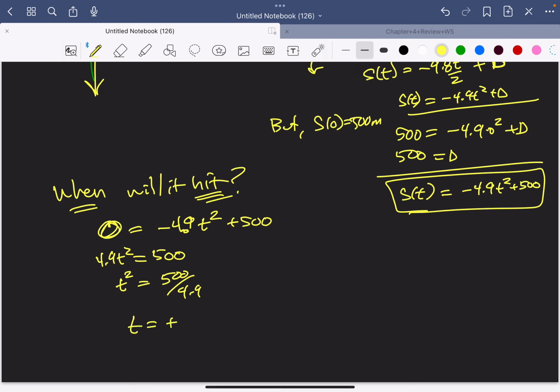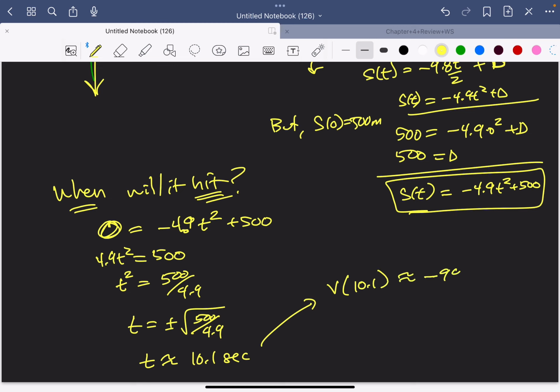We take the square root, we get plus or minus the square root of 500 divided by 4.9, which again, we said was approximately 10.1 seconds, right? So now what we want to know is, will it explode? Well, what we're really trying to find is the velocity at 10.1 seconds, which is approximately negative 98.99. And since 98.99 is less than 100, it will not burst. It will not break.